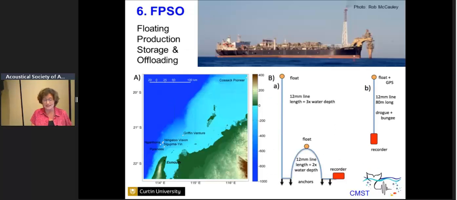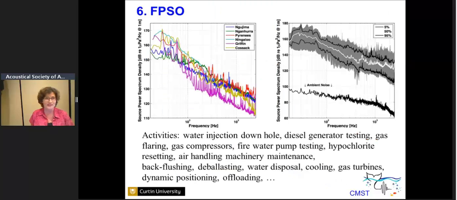Now, from the little things to the really big things: floating production, storage, and offloading. On the northwest coast of Australia, for 2 decades, we had 6 of these FPSOs operating in fairly close proximity, and we recorded them both at JASCO and at CMST, and then we pooled our data and published the lot in JASA. And basically, there's so much happening on these vessels, you can't really identify in your spectrum what the contributors were.